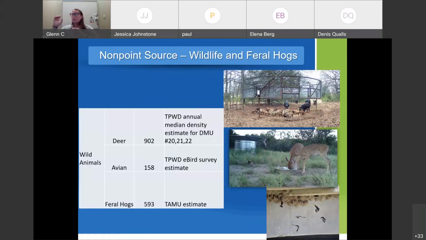All right, for non-point source for wildlife and feral hogs. Over here for deer, this is our Texas Parks and Wildlife Department annual median density estimate, and the DMU is your deer management units. Texas Parks does analyses, and 20, 21, and 22 are areas that overlap Joe Pool Lake. That estimate came out to 902 deer. For bird species, this was looking at Joe Pool Lake specifically. Based on an eBird survey that is also analyzed by Texas Parks and Wildlife, they came to a count of 158 that have been spotted. There are definitely more, but that's just based on folks reporting what they see while they're out there. And with feral hogs, this estimate is brought to you by Texas A&M, and they estimated about 593 in the watershed.